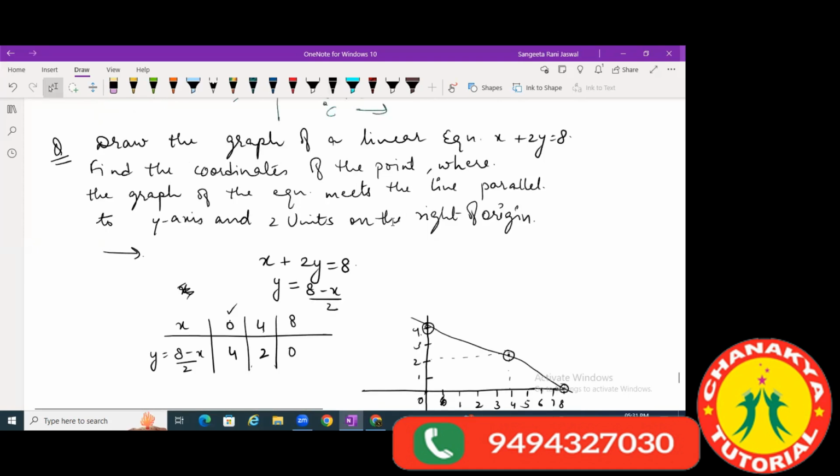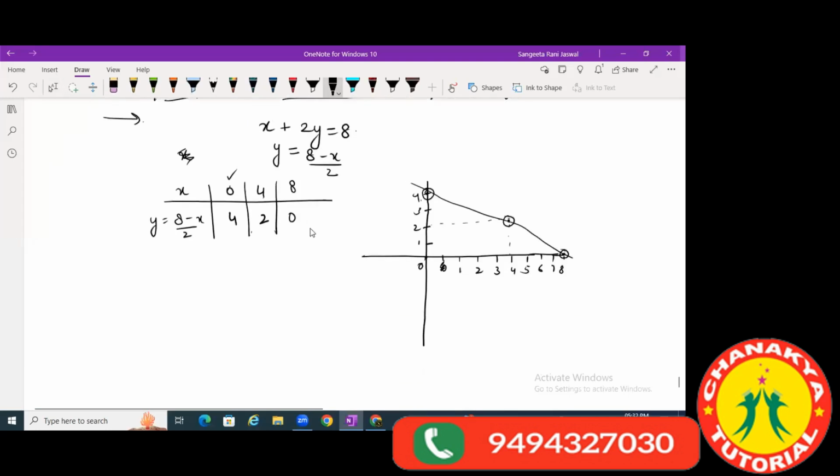Now in the second part of the question, it's saying find the coordinates of the point where the graph of this equation meets the line parallel to the y-axis and 2 units on the right of the origin. Parallel to the y-axis will be a straight standing line like this, and 2 units away from this. So 2 units away from this will be 0 to 1 and 1 to 2.